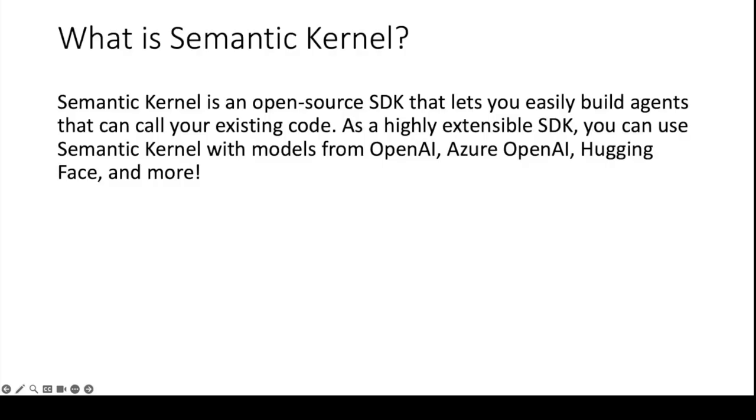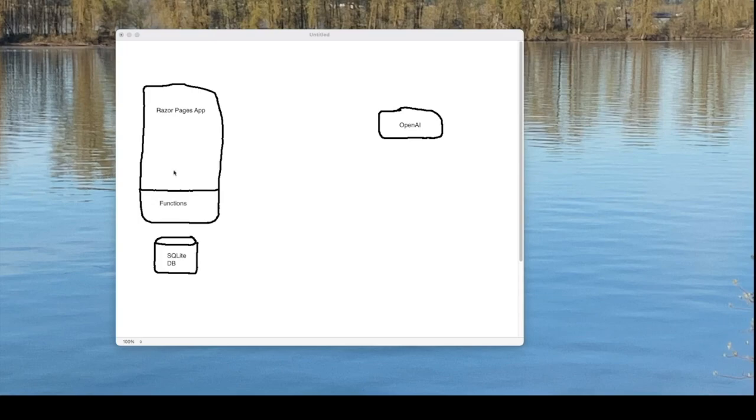Before we get started, let's ask the question, what is Semantic Kernel? Semantic Kernel is an open source SDK that lets you easily build agents that can call your existing code. As a highly extensible SDK, you can use Semantic Kernel with models from OpenAI, Azure OpenAI, Hugging Face, and much more.